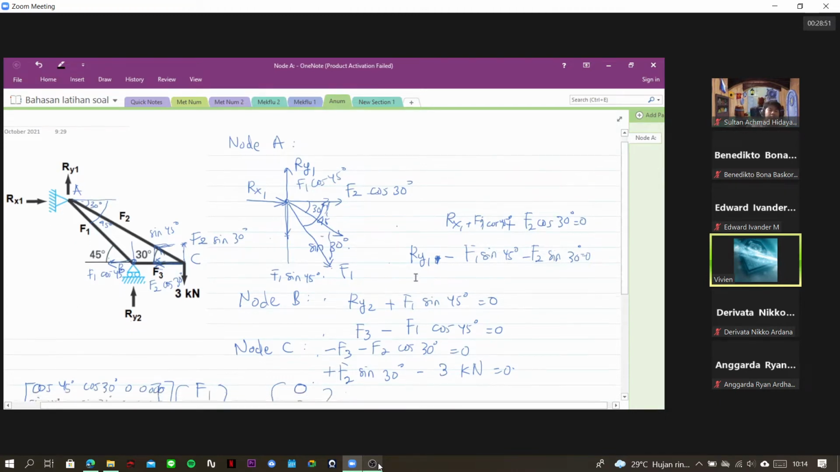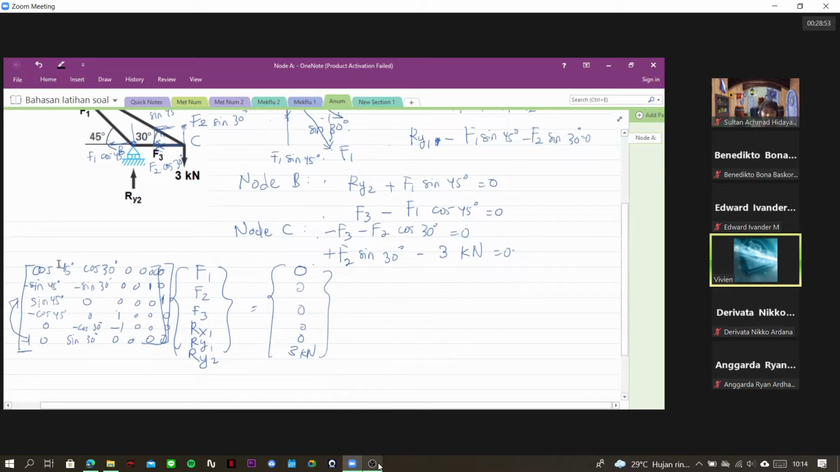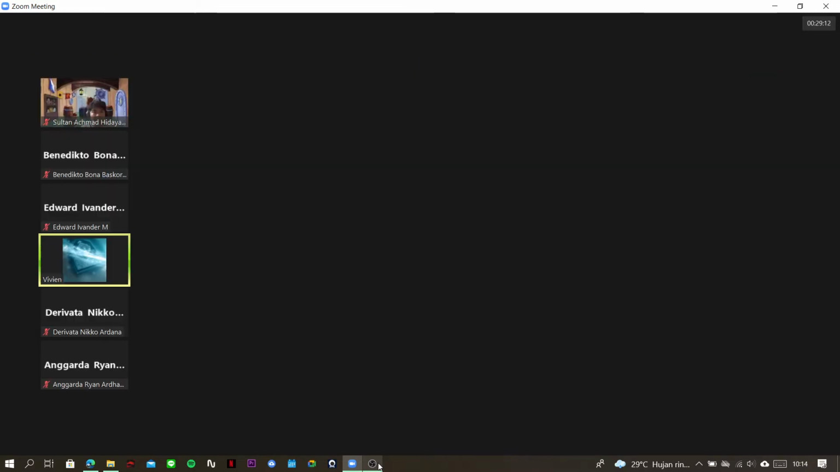So we do the same for A, B, and C, and then this is the result. So here this should be 1. Okay, so this is the matrix that we have. So it's not really clear, perhaps.